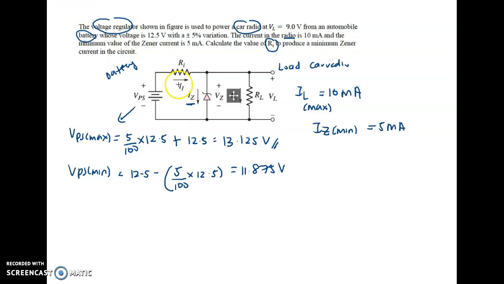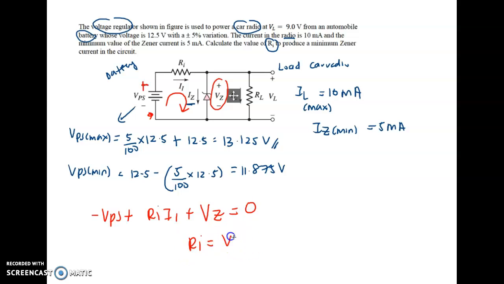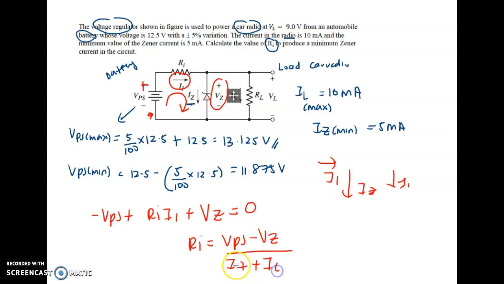So first, how you're going to solve this one, you're going to have the loop KVL equation here. Okay, starting from here, minus VPS plus Ri II plus VZ, because this is happening at the reverse bias, right? You are entering here at the negative sign, so this VZ plays a role. So you can get your Ri is equal to VPS minus VZ divided by I total. But what is I total? Current entering equals current leaving, right? II equals IZ plus IL.